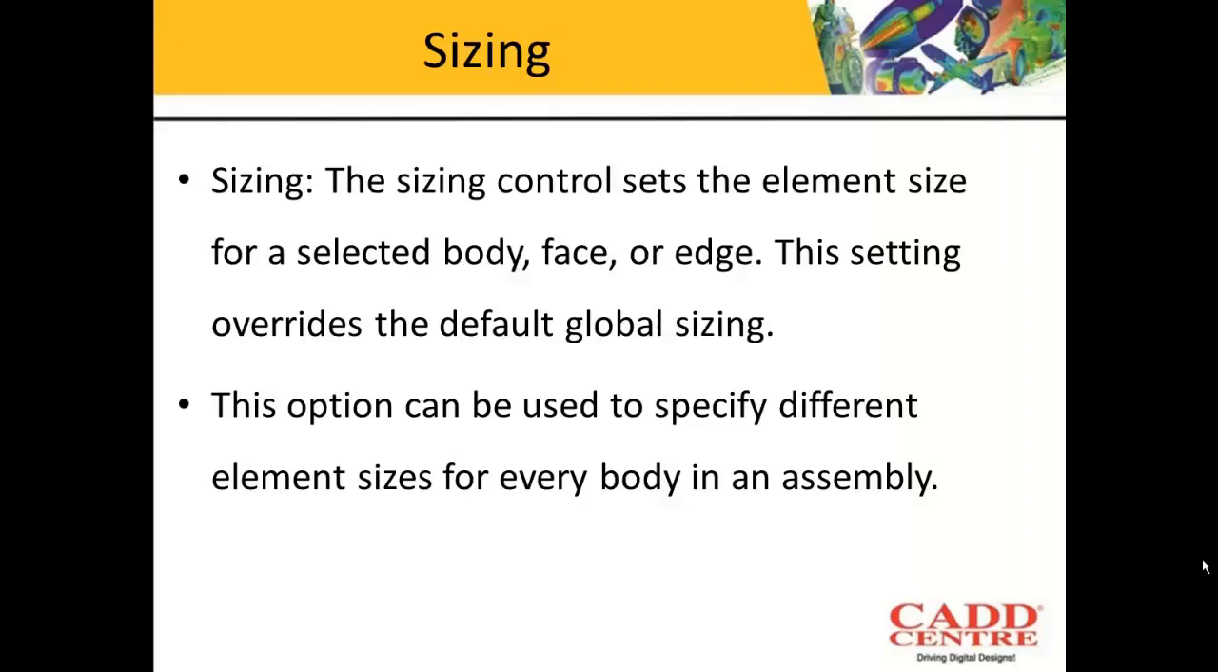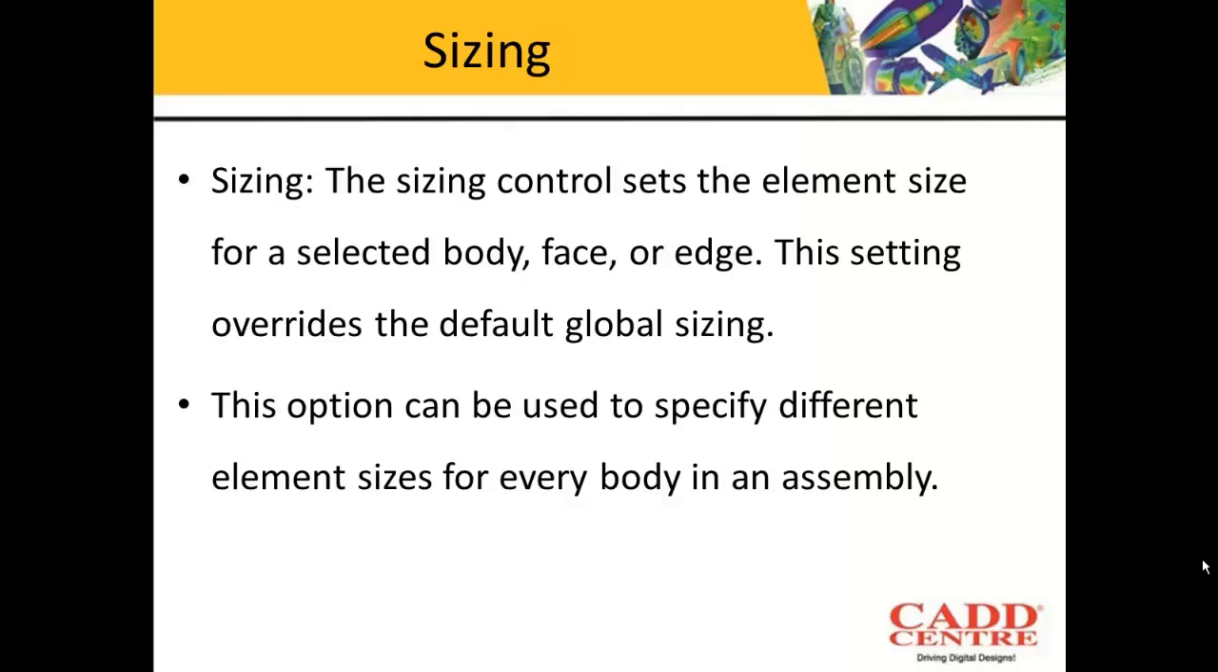Now after the mesh method option in local mesh setting, we will be discussing the sizing option. Sizing option is again one of the local mesh settings that we have to see. Now let us first understand what sizing is. The sizing control sets the element size for a selected body, face or edge. This setting overrides the default global sizing.